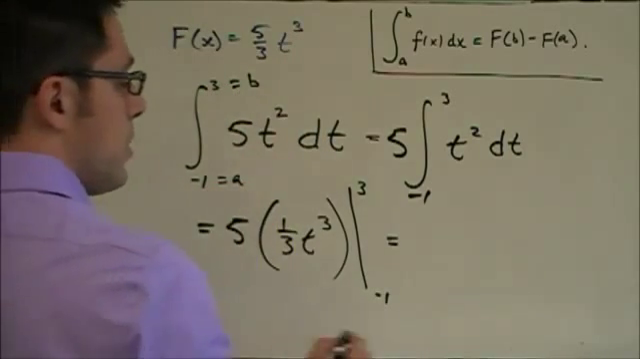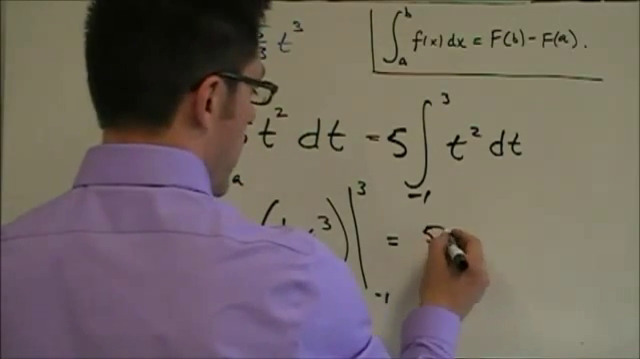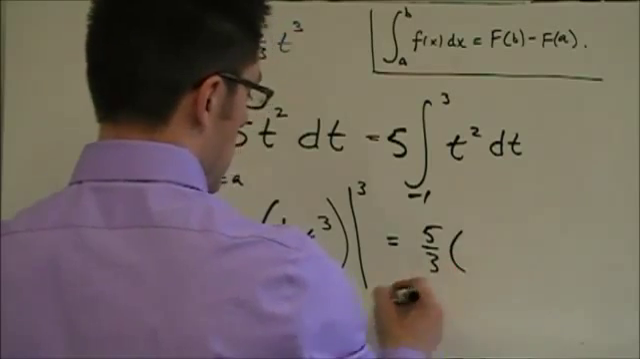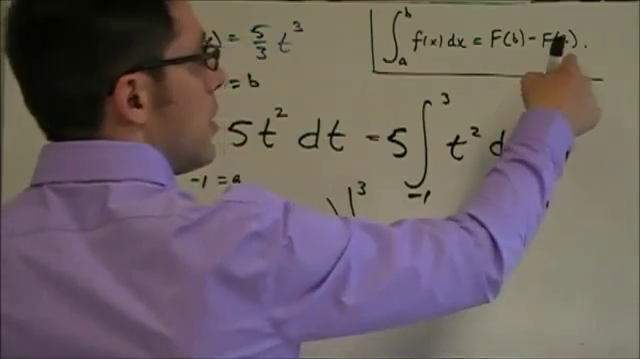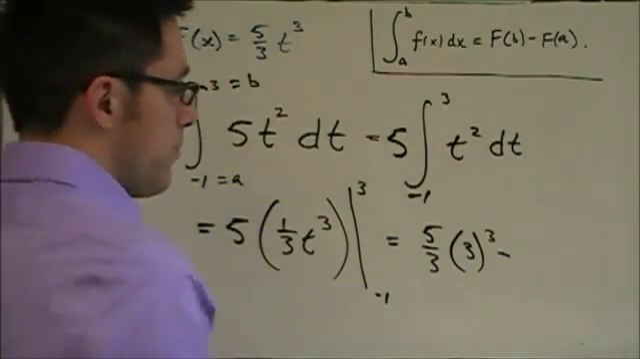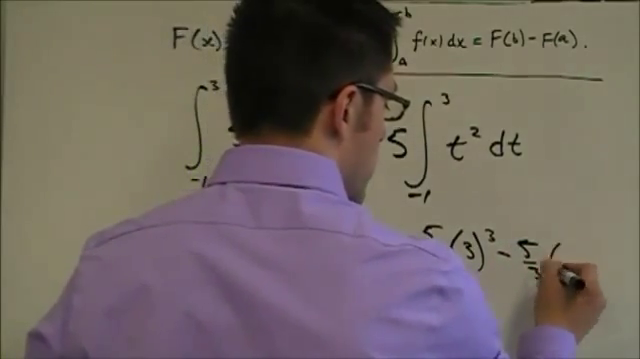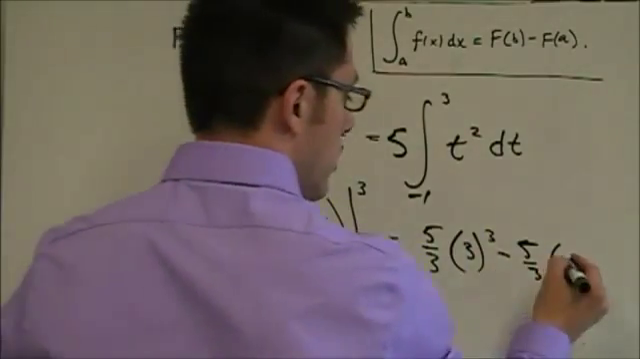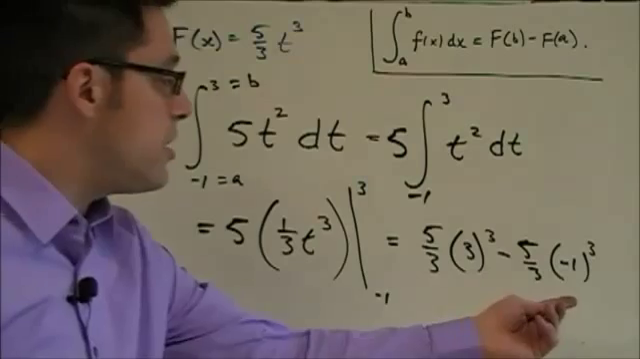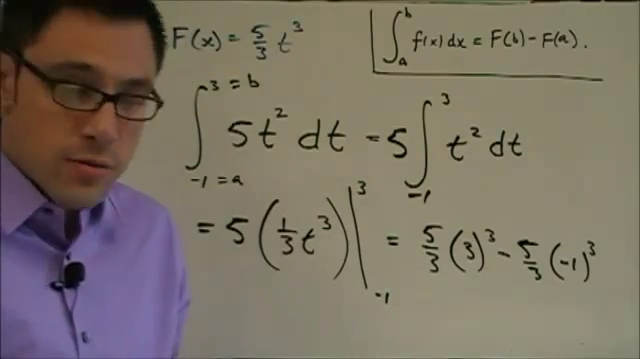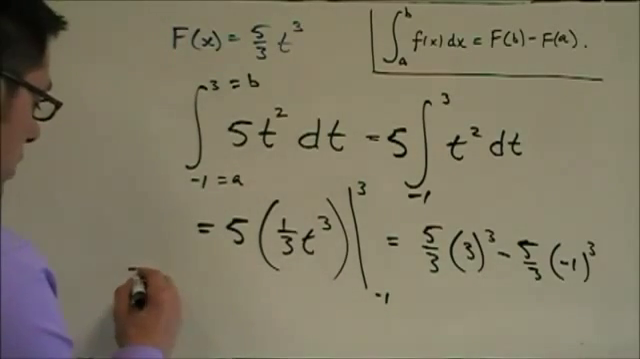This is a. So I have 5/3. I have to put b in, so that's 3 cubed, minus, plug in a for t. So I have 5/3 times a, and a is -1 cubed. And all I have to do is compute these values, and I'm going to get a number out. That's what I want. So let's continue and finish.